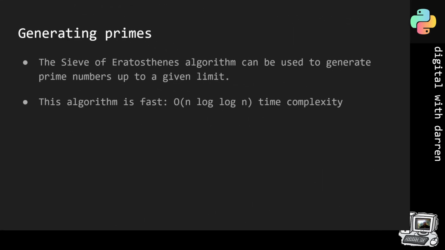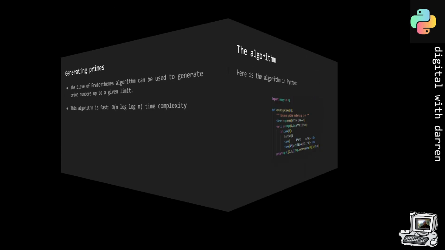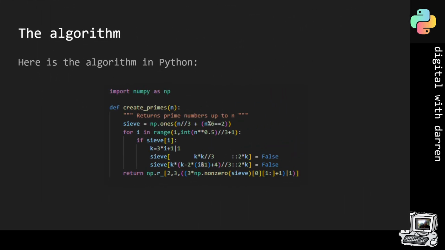The sieve of Eratosthenes algorithm can be used to generate prime numbers to a given limit. There are other algorithms, but this one's pretty fast. It's of time complexity O(n log n). Here is the algorithm in Python. It's only about a dozen lines of code.